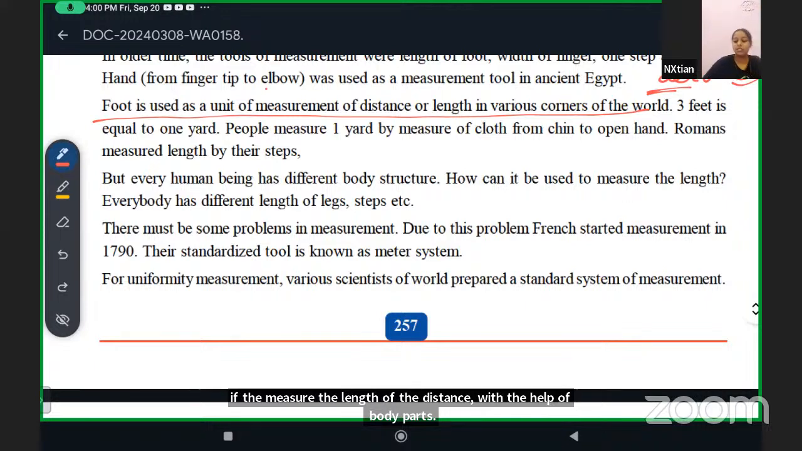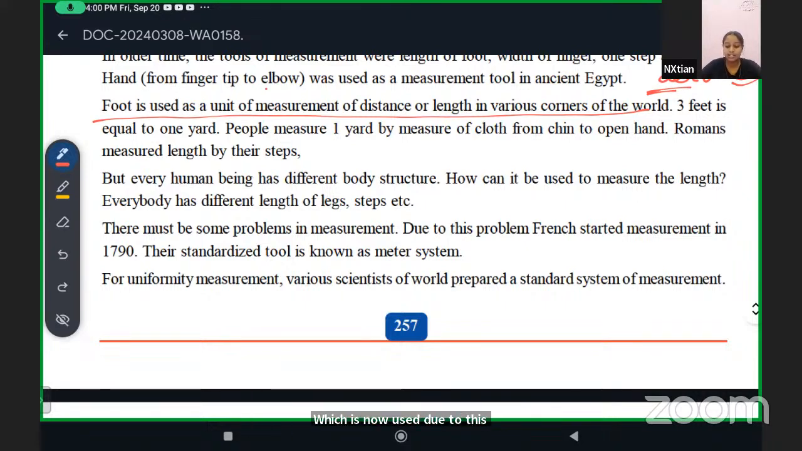So they created a measurement system, a set standard, which is now used. Due to this problem, the French started measurement in 1790. Their standard tool is known as the meter system, for uniformity. The meter system is what we use, right?